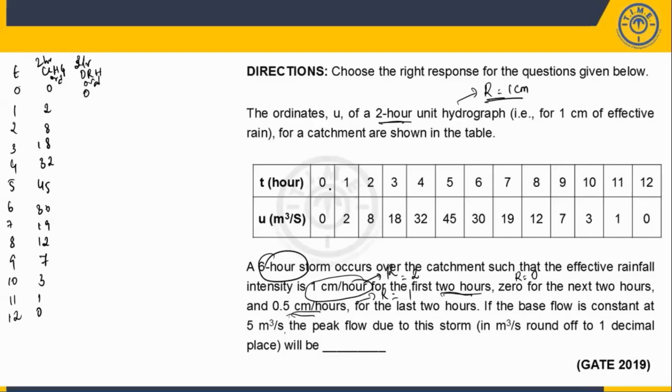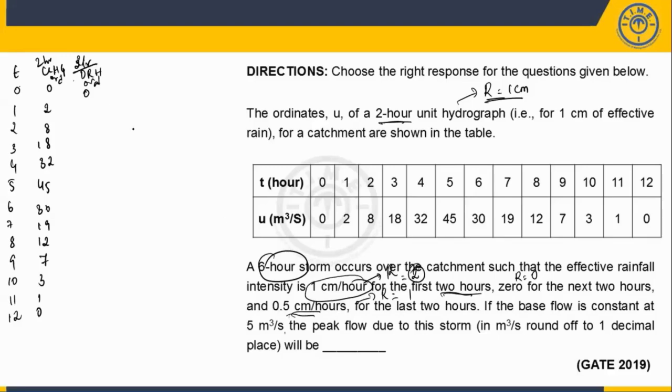So runoff is 2 plus how much is the runoff? 2 plus 1, 3. Okay. And for the first DRH, listen. In the first 2-hour direct runoff hydrograph, that is, in the first 2 hours, how much is the runoff?